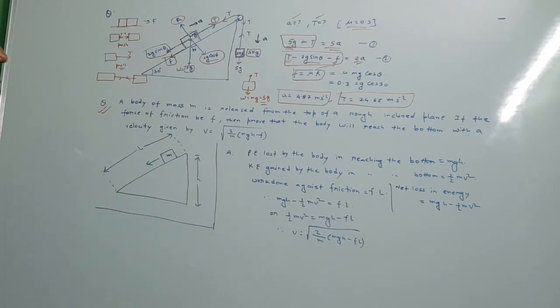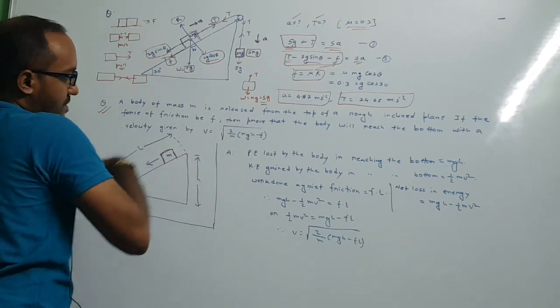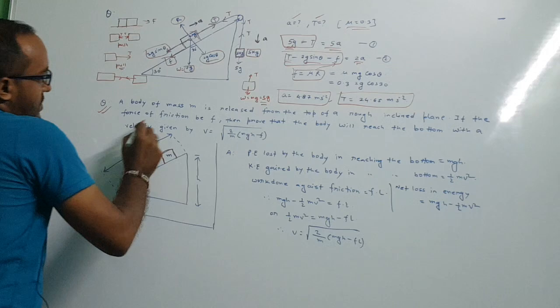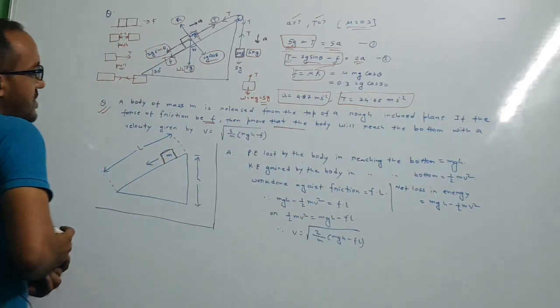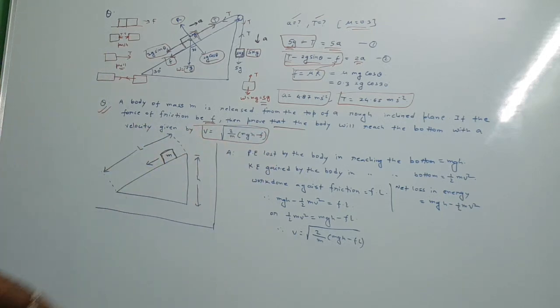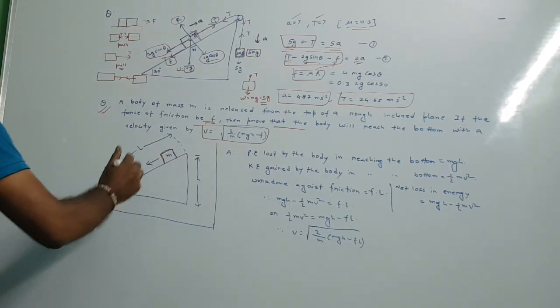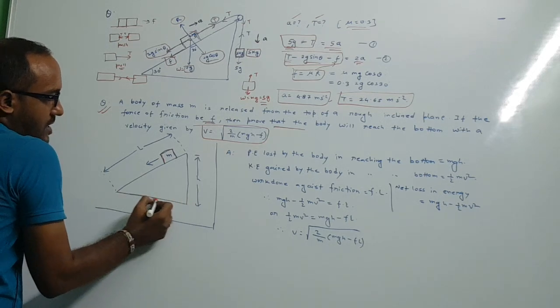A body of mass m is released from the top of a rough inclined plane. So this is the mass m. You have released the object. If the force of friction be F, then prove that the body will reach the bottom with a velocity given by this. Always remember, for this type of problem, the body is at h height from the ground, right?